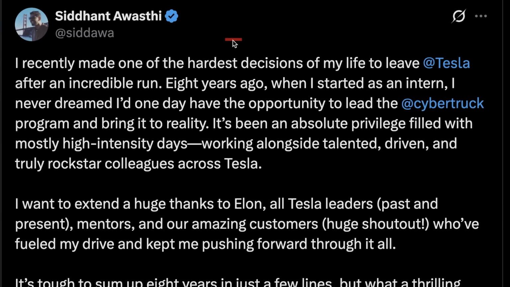And we also have Siddhant Awathsi, who was the lead of the Cybertruck program, also leaving Tesla. He said, "I recently made one of the hardest decisions of my life to leave Tesla after an incredible run." This also after 8 years at Tesla.